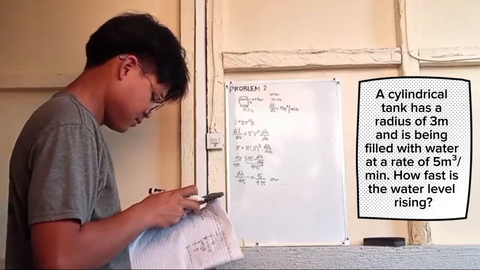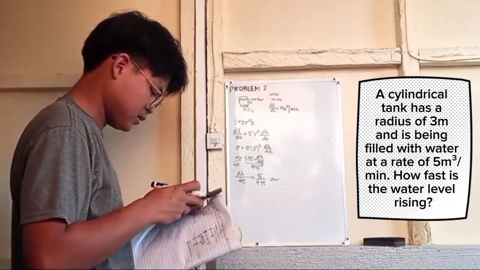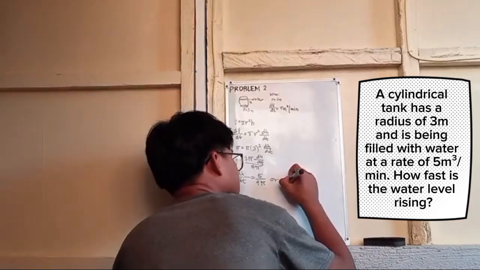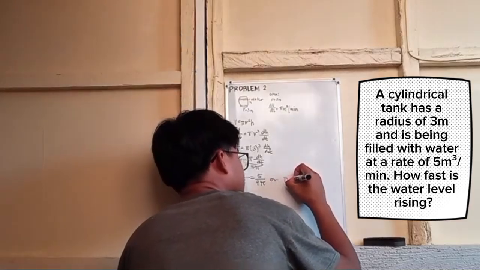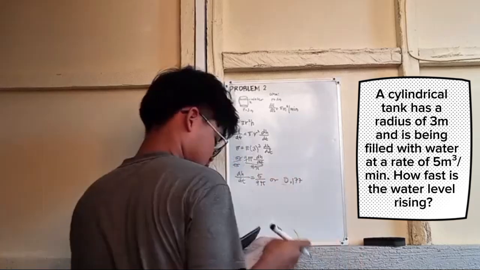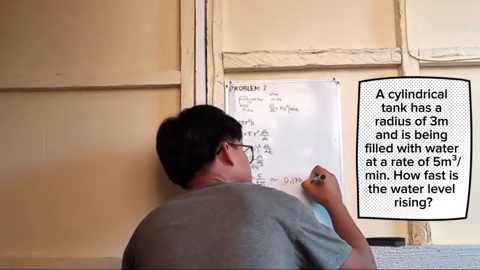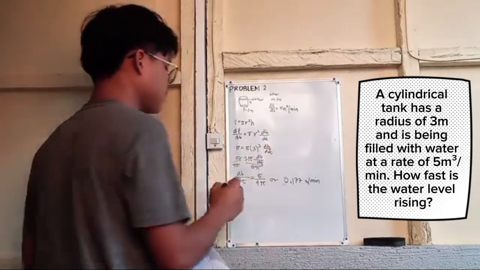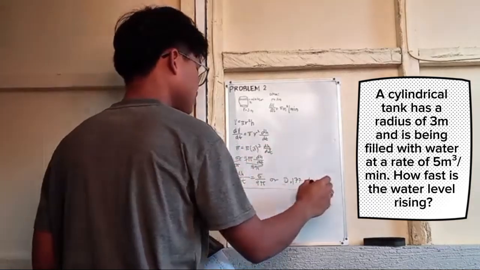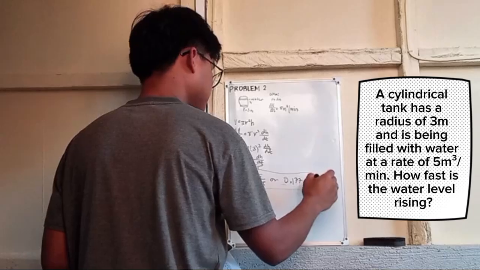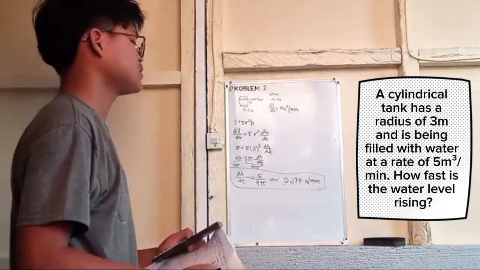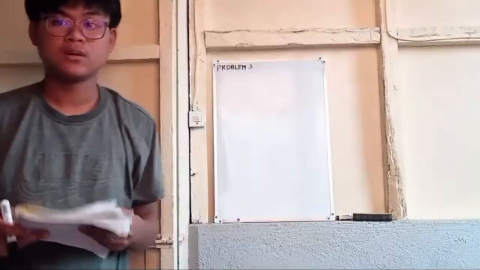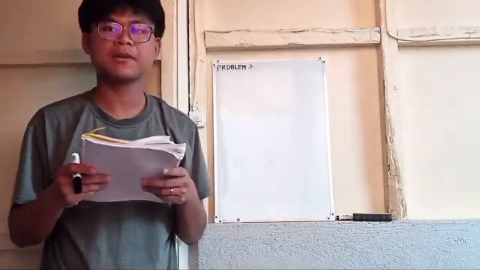Or when you calculate 5 over 9 pi, it equals 0.177 meter per minute. So we have the final answer: dh over dt is equal to 5 over 9 pi, or 0.177 meter per minute. So we will proceed to problem number 3.